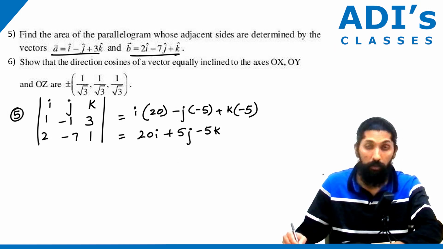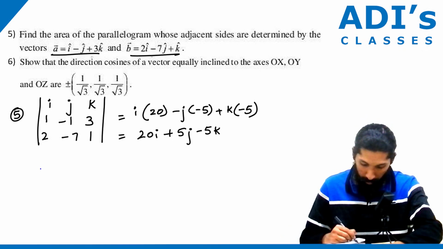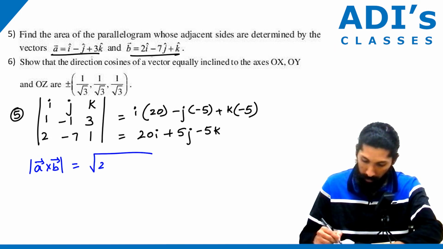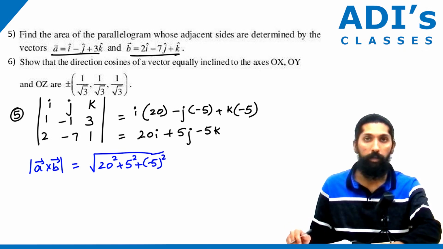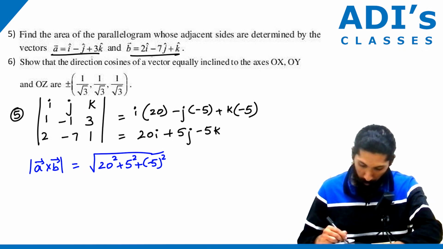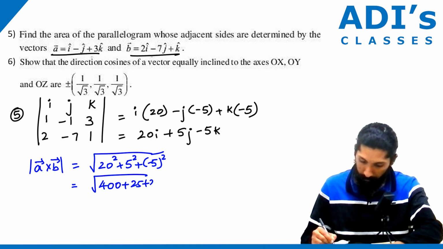Now we have to take the modulus. So what do we get here? Mod of a cross b is root of 20 square plus 5 square plus minus 5 whole square. Correct? So now we'll get root of 400 plus 25 plus 25, which is root of 450.